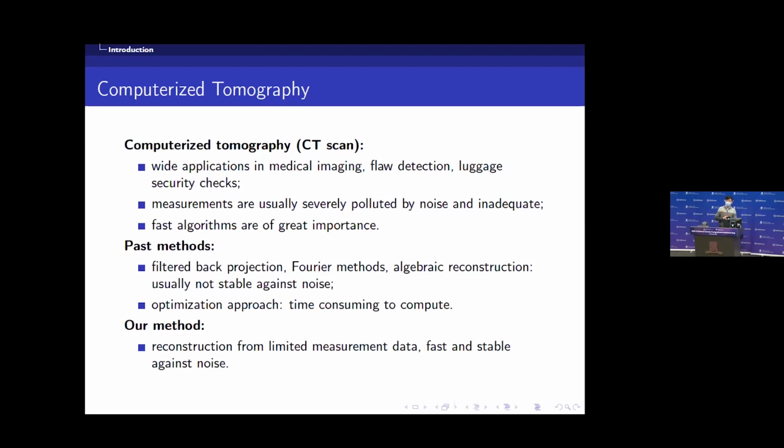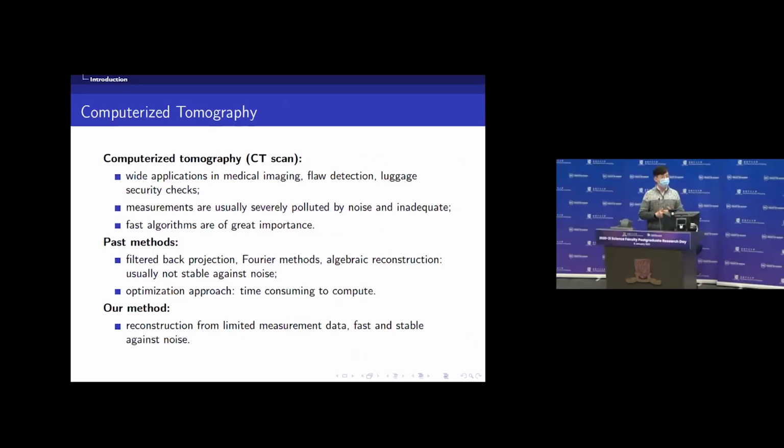One of the biggest problems for CT scanning, for the numerical algorithm that recovers the data from the CT scan, is that the measurement data we collect is usually quite noisy. And sometimes we only have very few measurement data. You can imagine, if we do the security check in the subway station or in the airport, it's hard to get very accurate measurement data. So in this case, our goal in this project is to develop an algorithm that can work stably under limited and noisy measurement data.